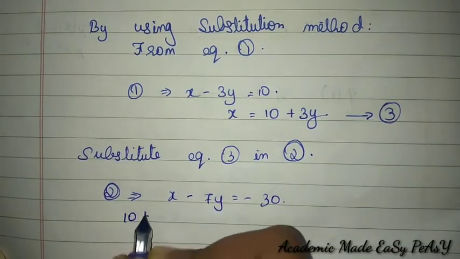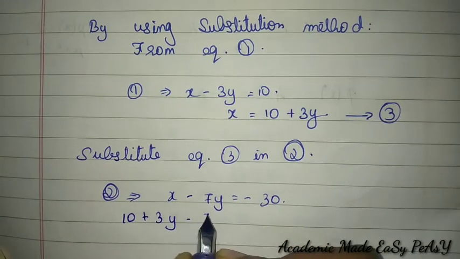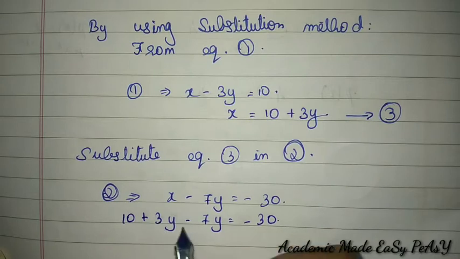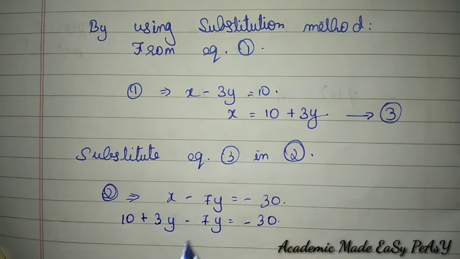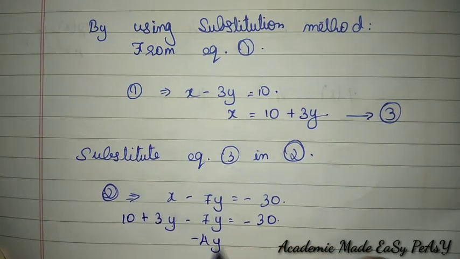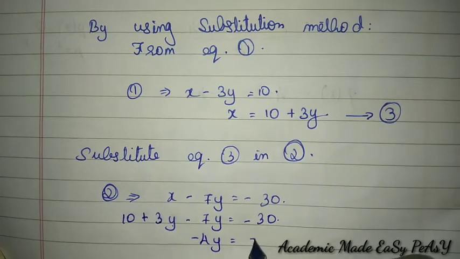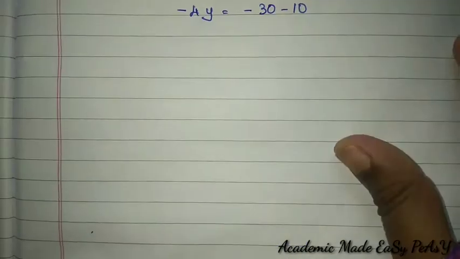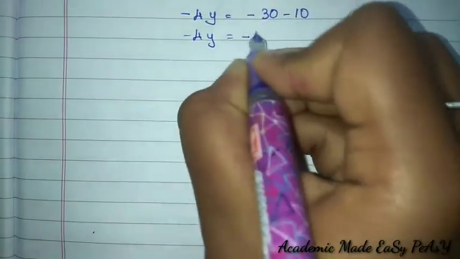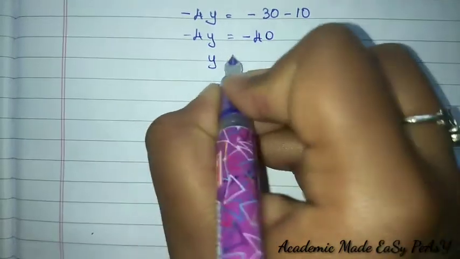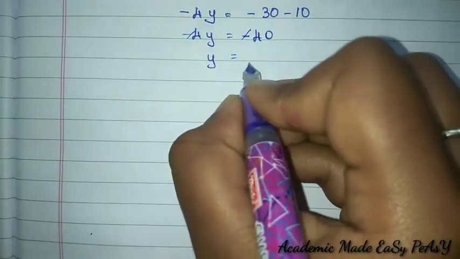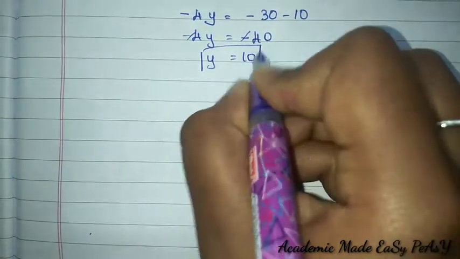So 10 plus 3y minus 7y is equal to minus 30. So 3y minus 7y is minus 4y, and my 10 will go to the other side. So minus 30 minus 10. So minus 4y is equal to minus 40. So y is equal to, minus and minus will get cancelled. So 40 by 4 is 10. So therefore y is 10.